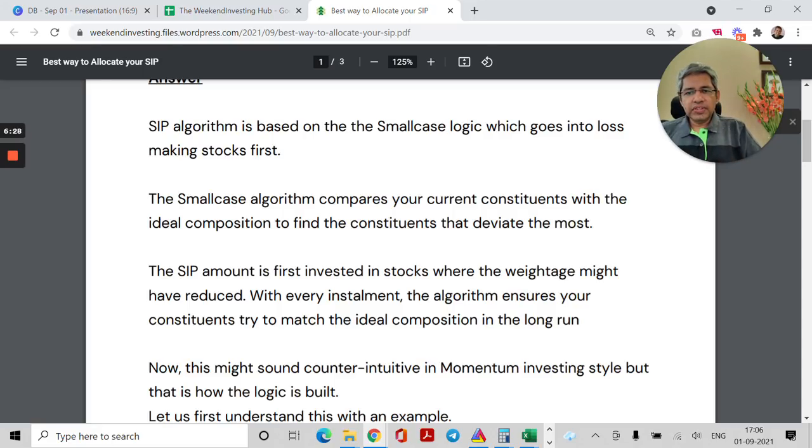Now, with every installment, the algorithm ensures that your constituents are trying to match the model portfolio in the long run. So with each SIP, the algorithm is trying to push your portfolio closer to the model portfolio. That is the basic logic.